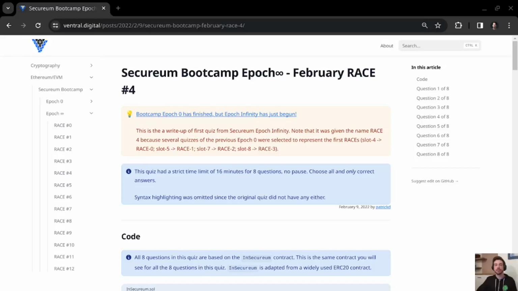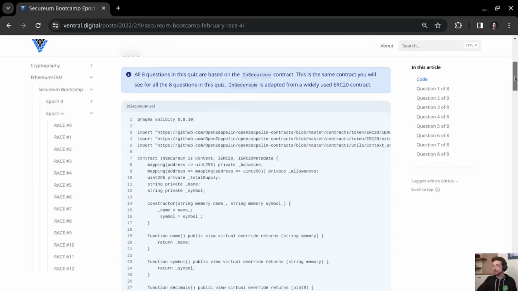Let's get started with race number 4 from the Secureum Bootcamp. So in this race we have an in-Secureum contract, which is an implementation of an ERC20 contract. All of the questions are about the same contract snippet, which is this one, and in-Secureum is adapted from a widely used ERC20 contract. So based on the includes here, it is probably some adjustment of OpenZeppelin's ERC20 implementation.